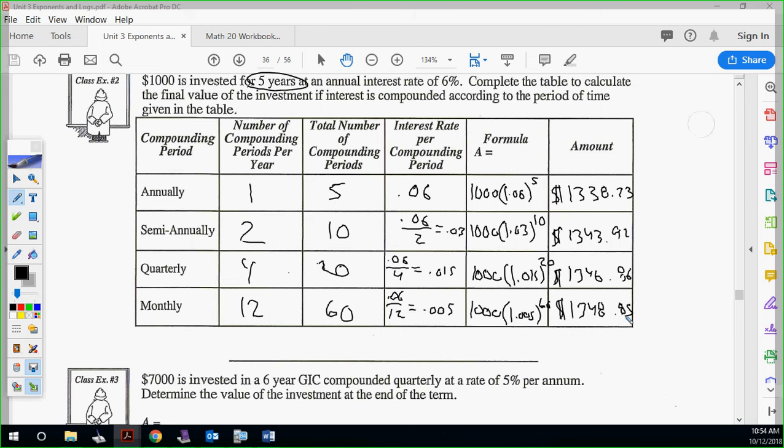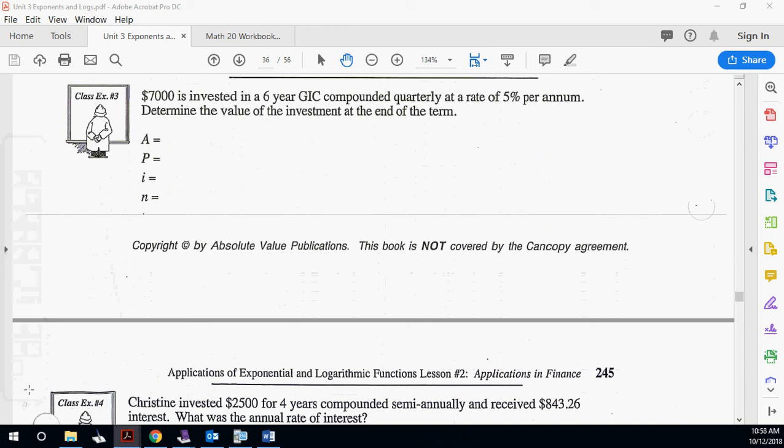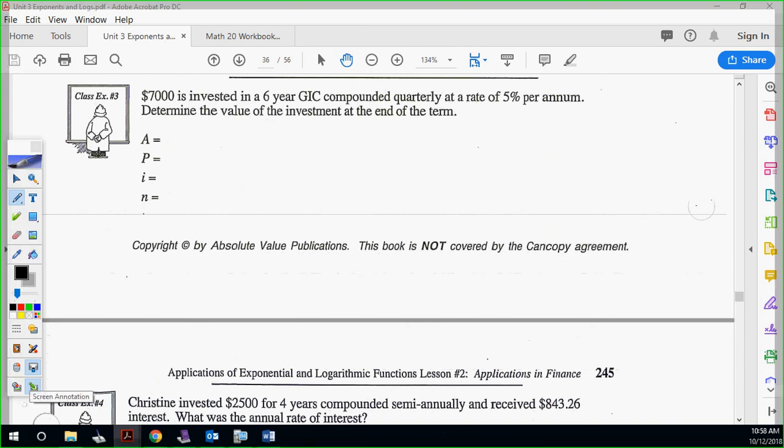So in example 3, we have $7,000 invested in a 6-year GIC compounded quarterly at a rate of 5% per annum. Determine the value of the investment at the end of the term. So we don't know this, we're finding this. We know our principal. Our interest rate is 0.05, but we're going to divide that by what? 6? No, 4. Quarterly. Our n is going to be 6 times 4, 24. So we have 24 periods.